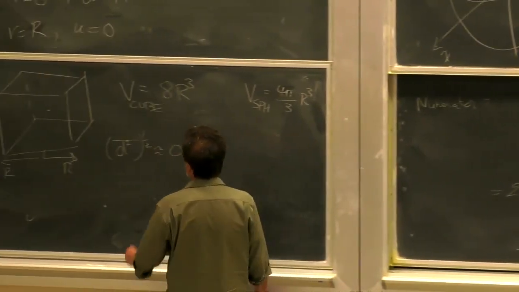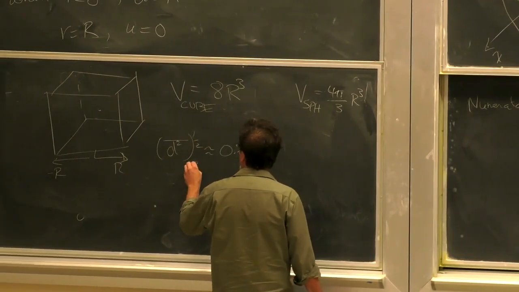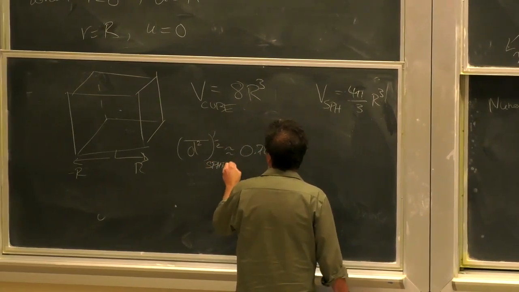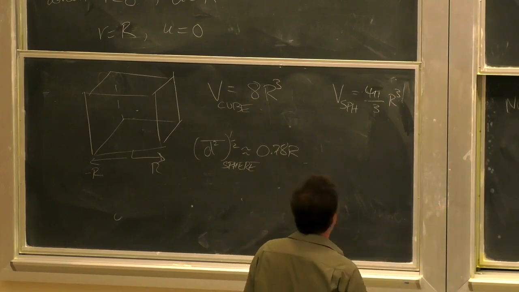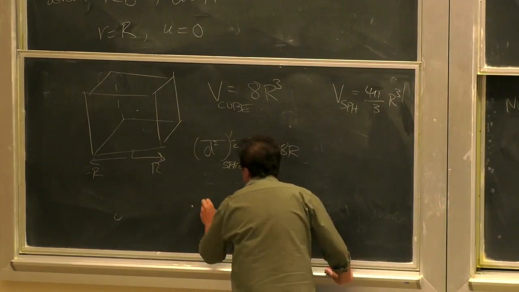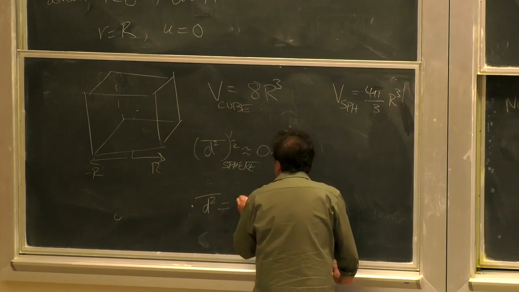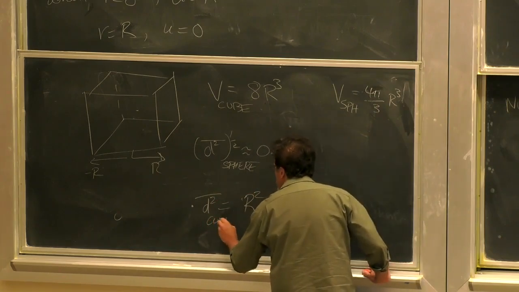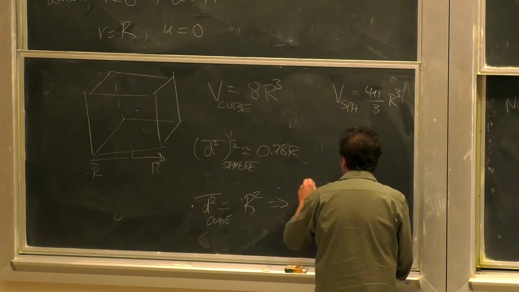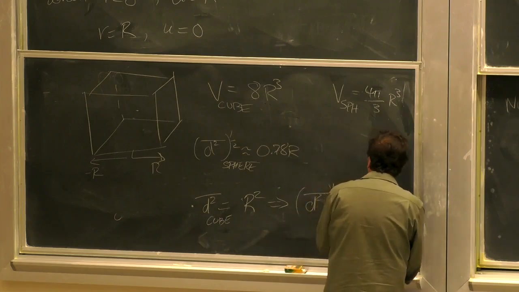So this is for the sphere. And what do I have to do? I have to take that numerator there and divide by the volume of the cube. And so if I do d squared for the cube, that's just equal to r squared. Or that implies, this is for the cube, or that tells you that d squared averaged to the power of 1/2 is just equal to r.